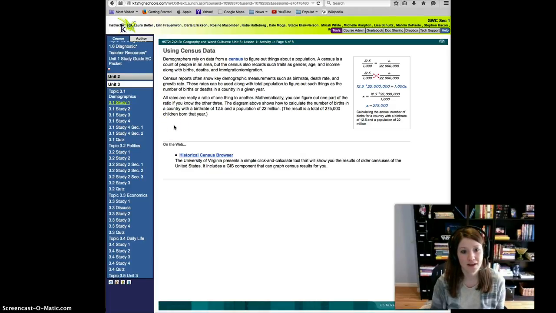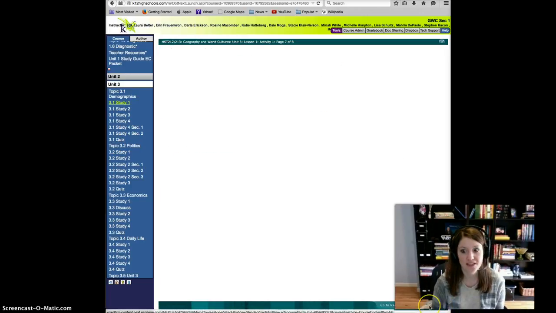Mathematically, you can figure out one part of the ratio if you know the other 3. The diagram above shows how to calculate the number of births in a country with a birth rate of 12.5 and a population of 22 million. The result is 275,000 children born that year. So this is doing all the long math. You will not be asked to do that on the test.